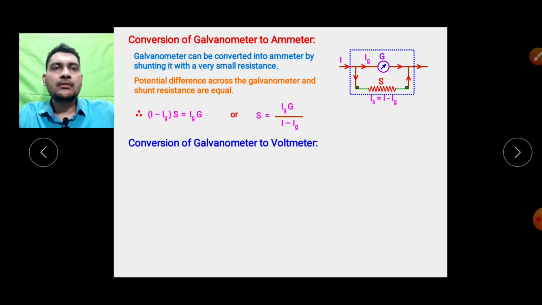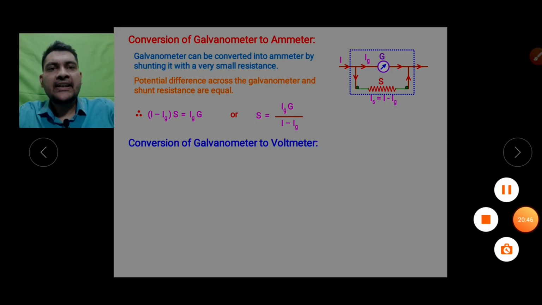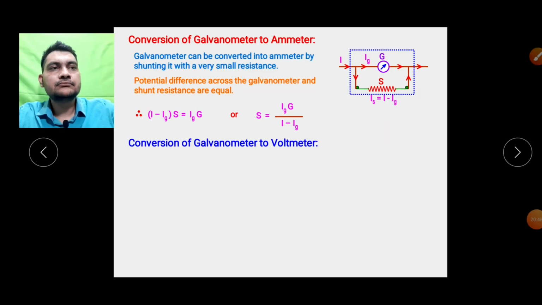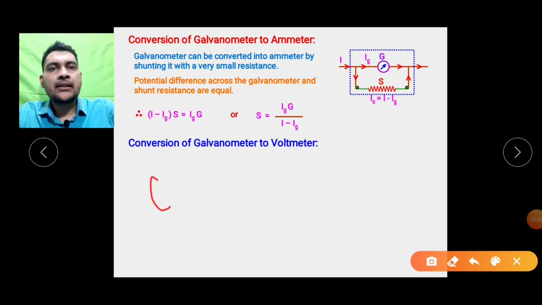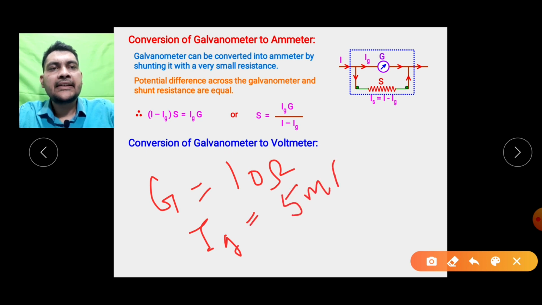I am giving you one numerical problem. Suppose you have a galvanometer of resistance 10 ohm, and it gives full scale deflection for a current of 5 milliamperes, and you want to use it as an ammeter.